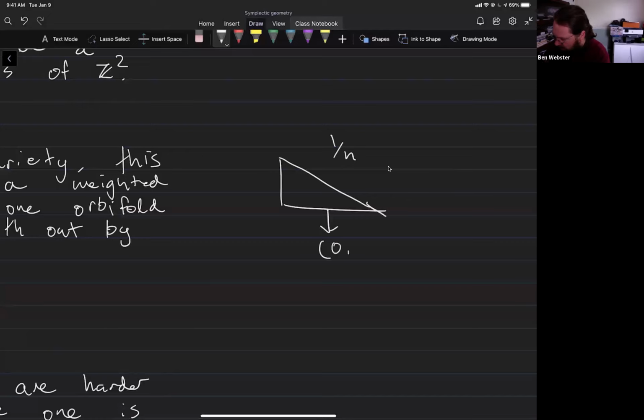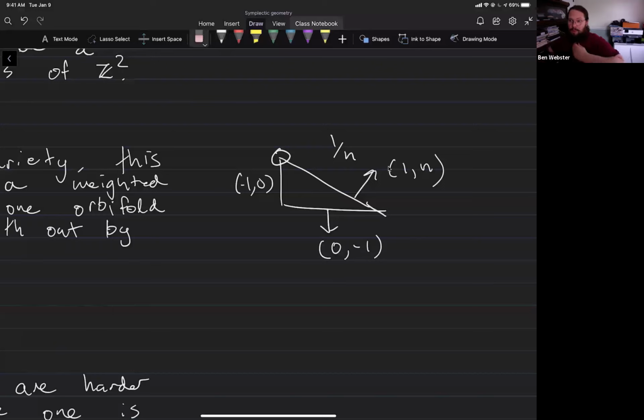So here I have 0, -1. Here I have -1, 0. Here I have 1, n. And you'll note here my smoothness condition gets violated. We'll see later on this corresponds to, I can construct this as some sort of quotient by a torus action, and there's a finite stabilizer at points where the smoothness condition fails.